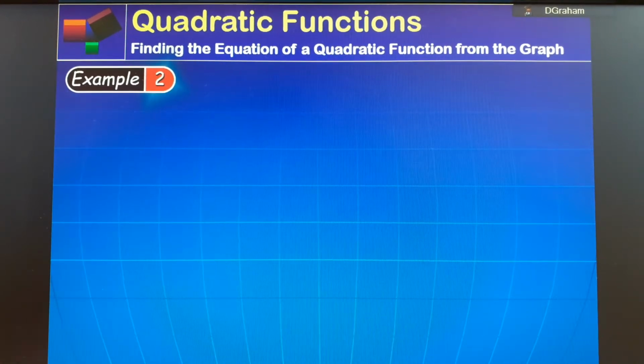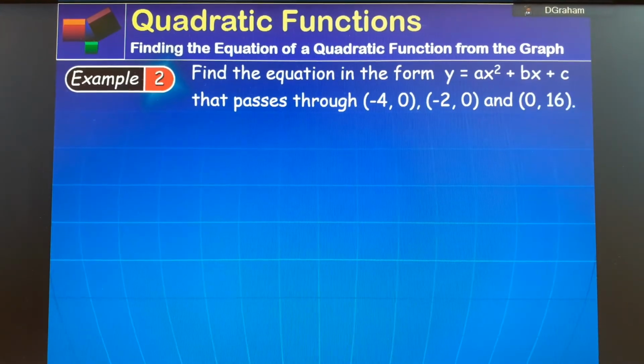Good morning. And today we'll be continuing with the same exercise from yesterday, which is within the sketching the quadratic function exercise. But we'll be looking at it in reverse. We'll be finding the equation of a quadratic function from the graph for these last few questions.